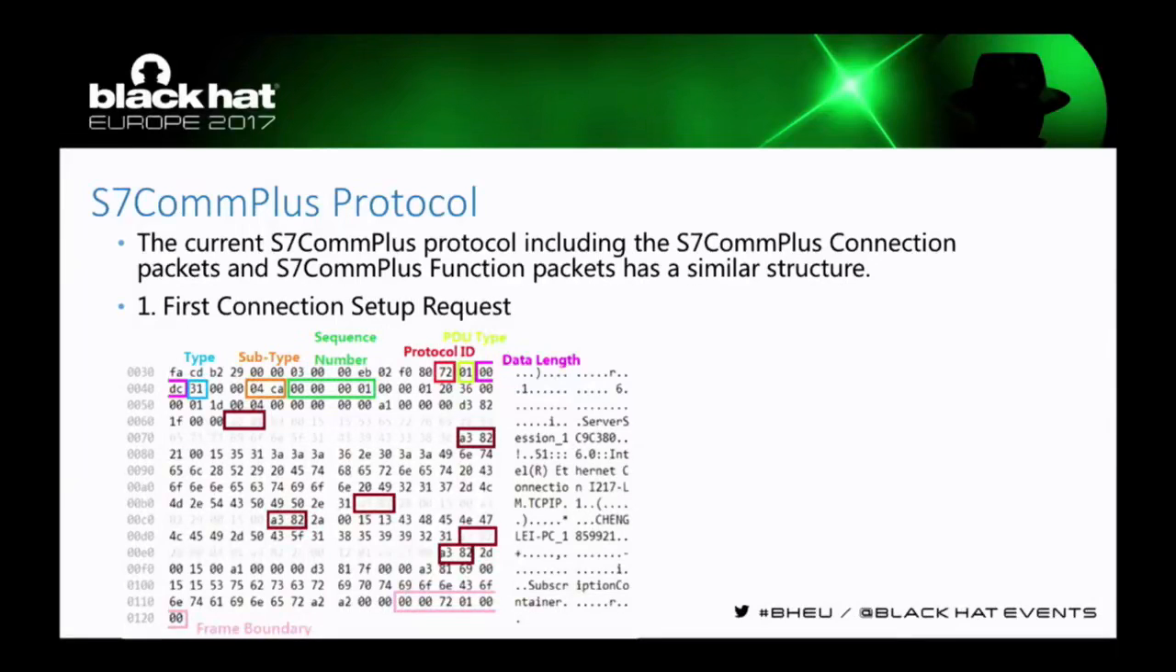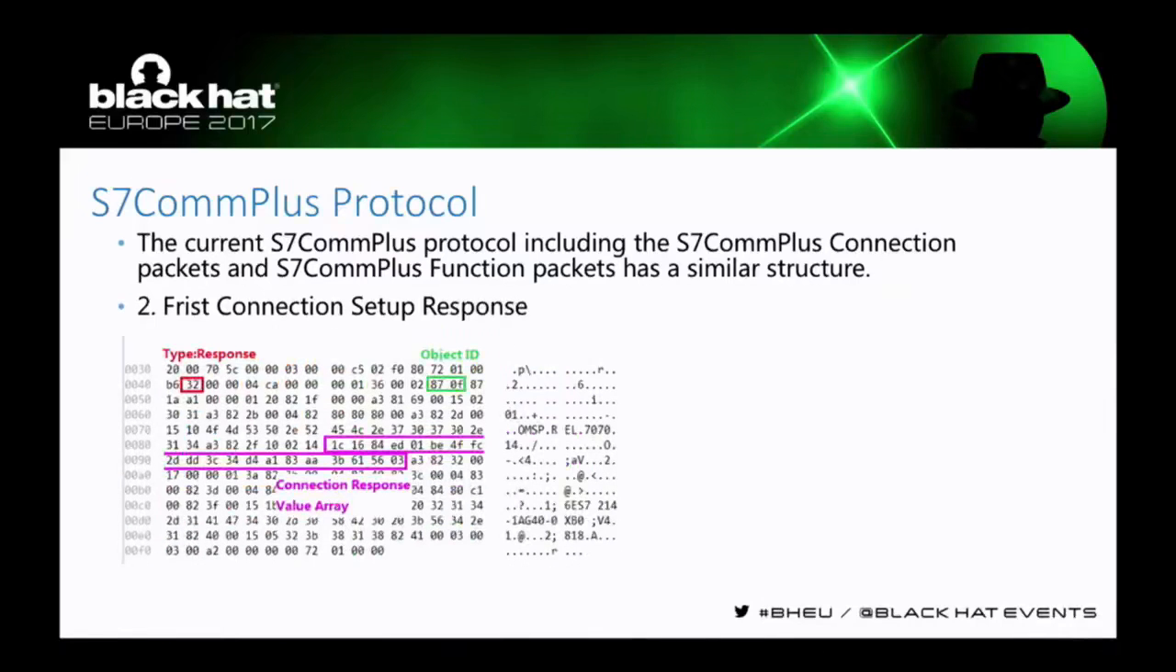We can see the protocol ID in the red block. 0x72 means this packet is an S7Commplus protocol packet. We can also find the PDU type, the data length, the type, the subtype, the sequence number, and the attribute block. Each attribute block begins with A3 and H2. And finally, the frame boundary marks the end of the S7Commplus protocol.